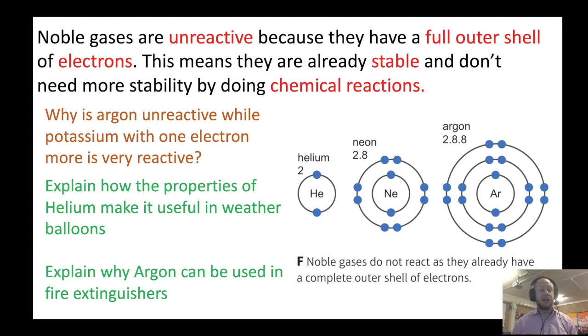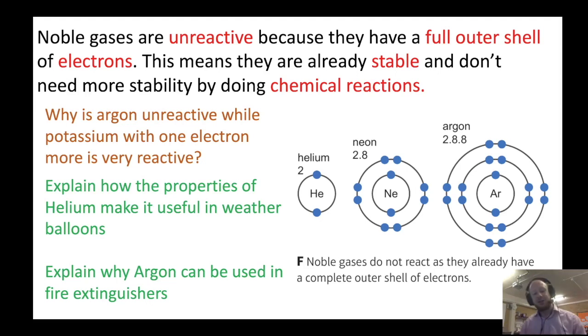Why is argon unreactive whilst potassium with one electron is very, very reactive? Well, that's because it's really easy for potassium to lose that one electron and become stable, like a noble gas. The noble gas is already stable. How do the properties of helium make it useful in weather balloons? Well, helium is lighter than air, and that means it will float well above the Earth's atmosphere, so it can get information about what the weather's going to be like. Not just that, but it's incredibly unreactive, and so it's not going to be damaged by anything or suddenly explode in a ball of fire.